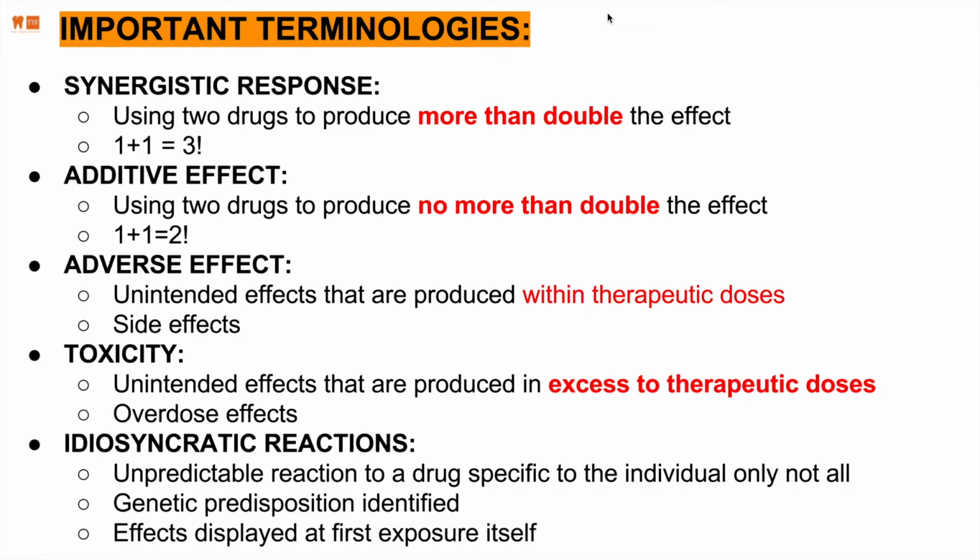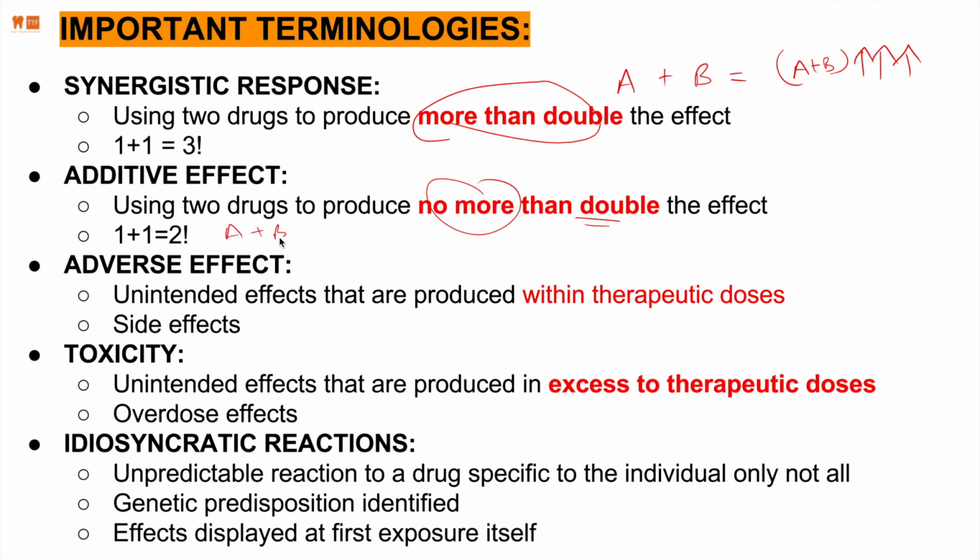Okay, so let's end the lecture with some important terminologies. What is synergistic response? What is synergism? Synergism is when using two drugs produces more than double the effect. So 1 + 1 = 3. Basically, when you have drug A and drug B given, it gives you more effects than drug A and B combined. So even more effects than that. Additive effect is using two drugs to produce no more than double. Basically, A plus B equals, well, A plus B.